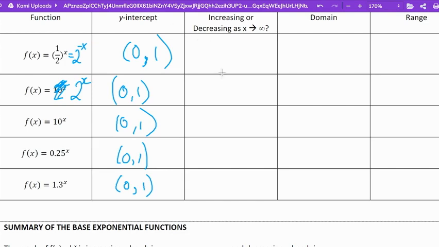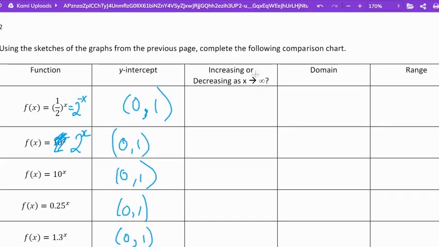Ooh. All right. Next, is the function increasing or decreasing? So do you see this? This means as x is approaching infinity. So as the x value gets bigger, meaning as we go from left to right, okay? Because we're always going from the left side to the right side.